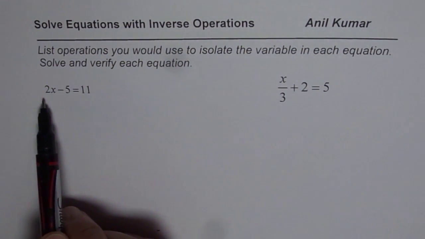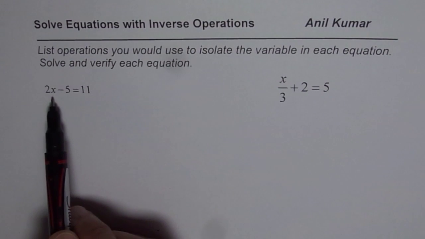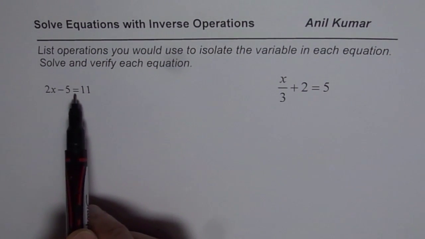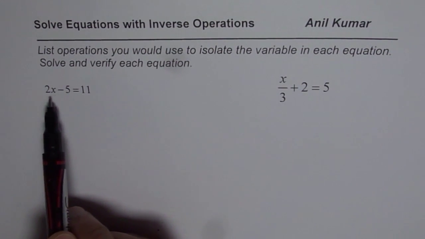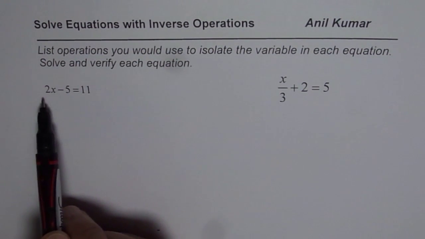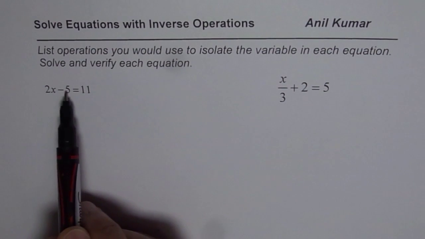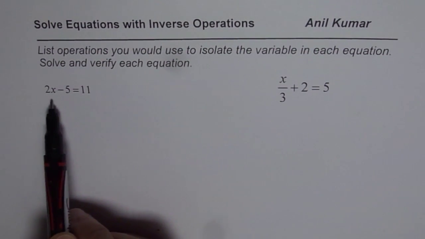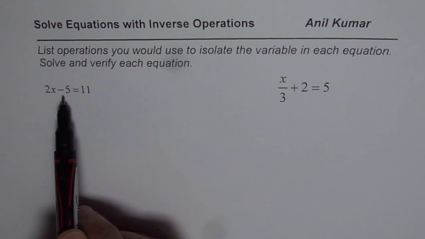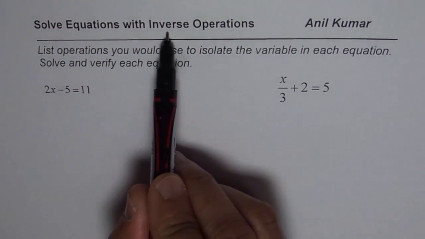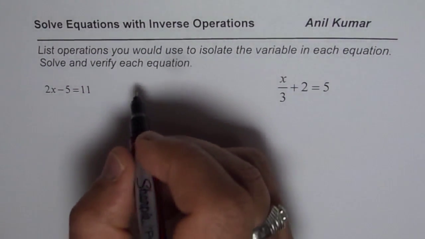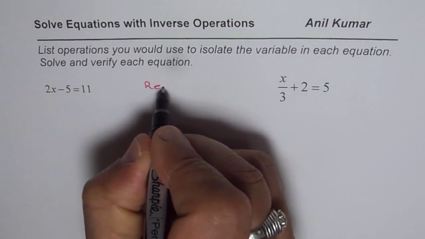So here we have 2 times the number, take away 5 is 11. So the inverse will be add 5, divide by 2. Do you see the inverse, right? It is 2 times the number, take away 5. Inverse, or reverse order, is add 5, divide by 2. That is what we mean by inverse operation. So we are going to do reverse order. That is the strategy.